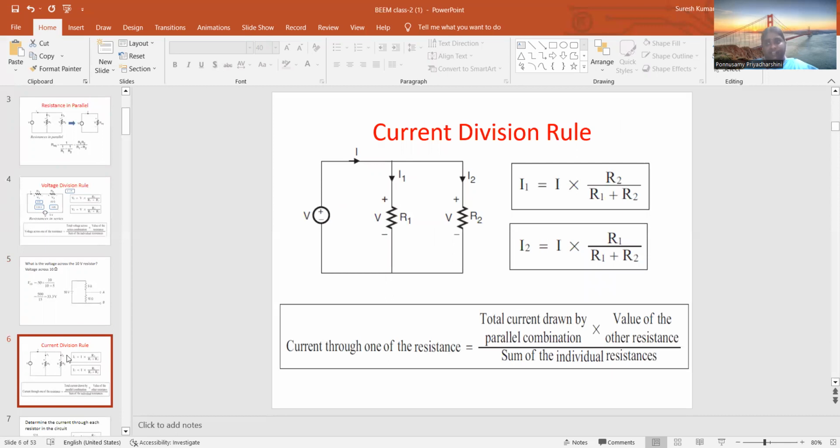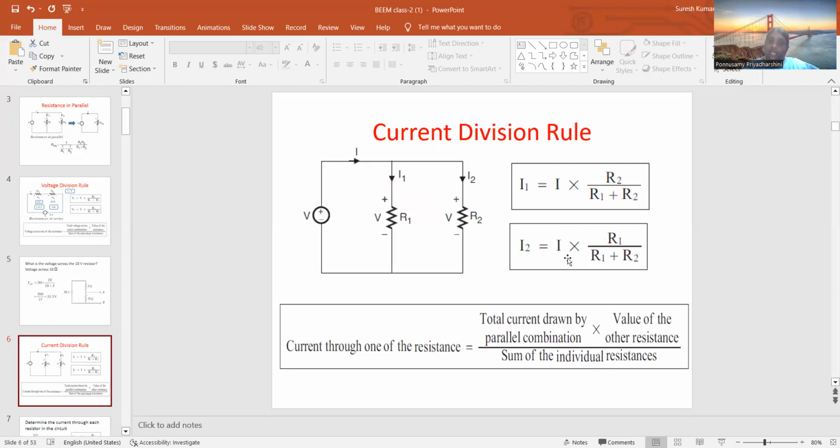The next is current division rule. The current is how they are getting divided. In the parallel circuit, the current will be getting divided. I is the total current. It is divided into two branch currents, I1 and I2. If I want to find out I1, I1 is equal to I into R2 by R1 plus R2. That is, the opposite resistance we have to consider.